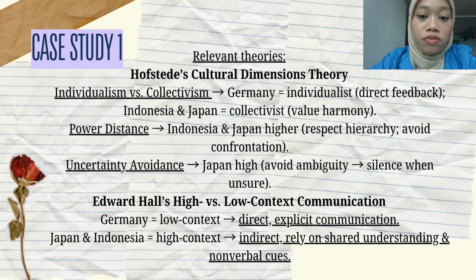The relevant theory for case study 1 is Hofstede's cultural dimensions theory: individualism versus collectivism. Germany is individualist and likes direct feedback, whereas Indonesia and Japan are collectivist and value harmony. Power distance is higher in Indonesia and Japan, with respect for hierarchy and avoidance of confrontation. Uncertainty avoidance is high in Japan, with avoidance of ambiguity and silence when unsure.